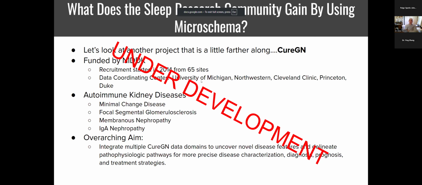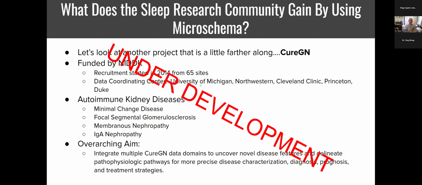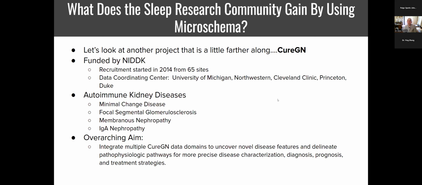Okay, I'll show some work that we've done to support another community that is similar to NSRR in many ways, but in some ways NSRR is ahead of them. This is also under development, so things are moving very quickly. This is the CureGN group. It's funded by NIDDK, and they look at autoimmune kidney diseases. They're essentially trying to integrate multiple kidney disease related data sets in order to better treat autoimmune kidney diseases.